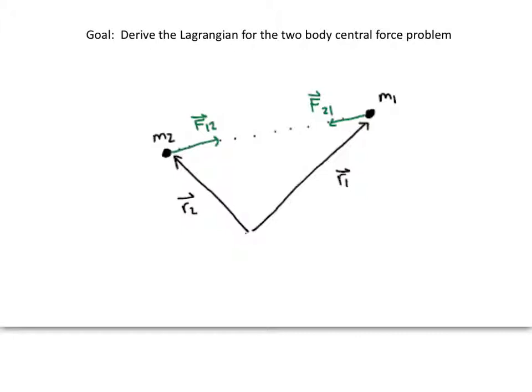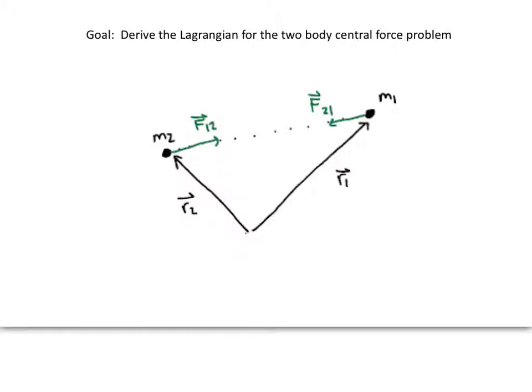In this problem, we have two bodies of mass m1 and m2 that have a displacement r1 and r2 respectively from an arbitrary origin. In the Kepler problem, the first body could be the Earth, and the second body could be the Sun. These two bodies are interacting through a central force. Here I've drawn it as F21 and F12.